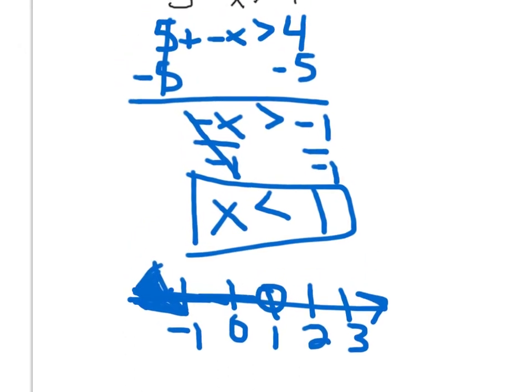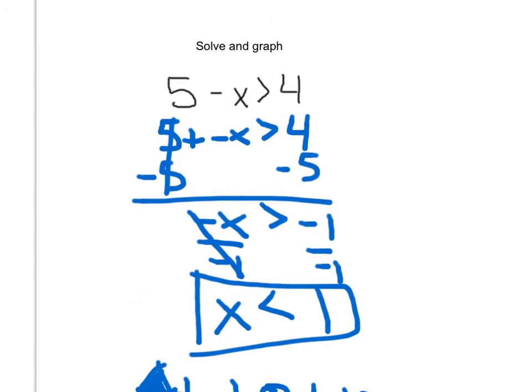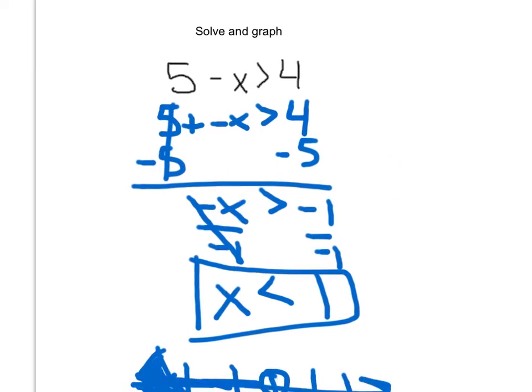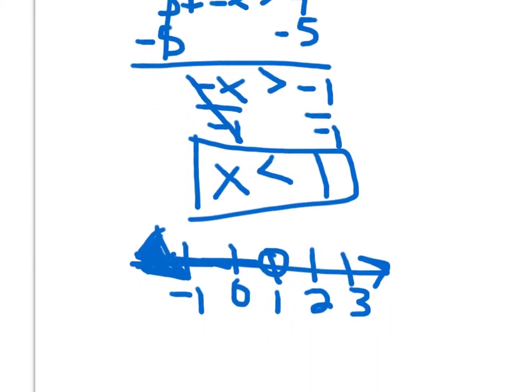Now we can check this by picking a number that's in our solution region over here. So let's pick 0 and see if it works for our equation. Well, if I plugged in 0, and I do 5 minus 0, that's 5. That's greater than 4. So my answer has to be correct because my solution region works. Okay, let's go on to another example.